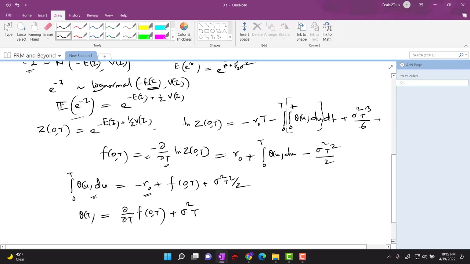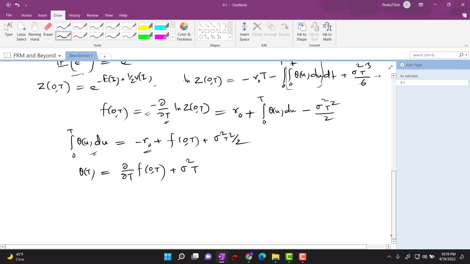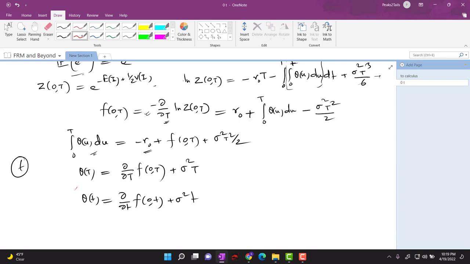The choice of capital T is arbitrary. It was just a variable, and I will eventually be calculating everything at time t equal to 0. So I'll be looking at different times in the future, and small t is going to be my controlling variable, the only variable that I need. So I'll just replace capital T with small t for convenience. So theta t is del by del t of f(0,t) plus sigma square t. This is the analytical formula for the time varying drift that is calibrated to the term structure. Once you get the term structure, you can calculate the instantaneous forward rate curve as well. So this is how theta t in the Ho-Lee model is linked to the instantaneous forward rate or the term structure.